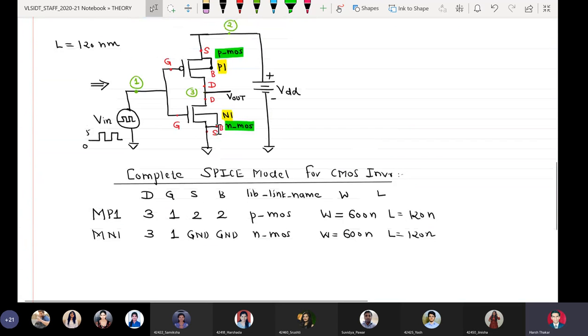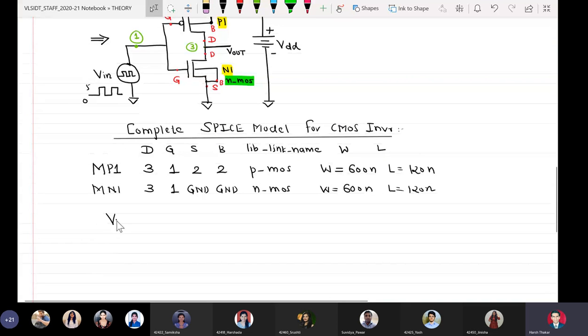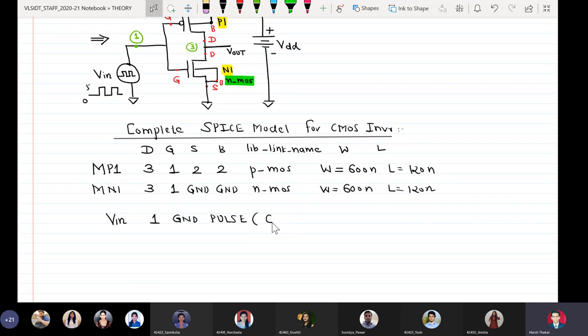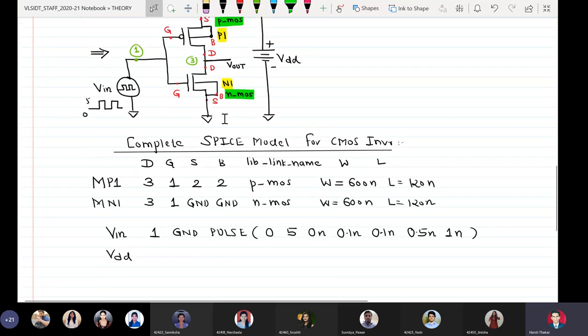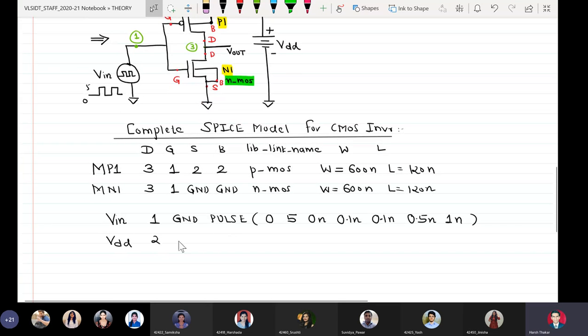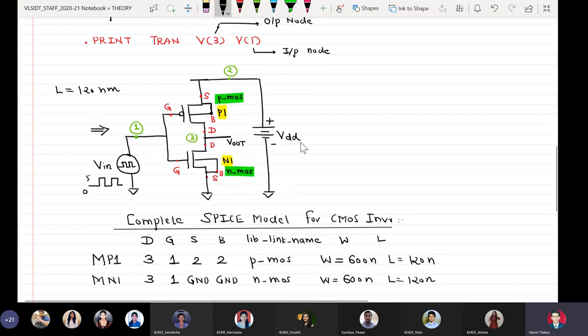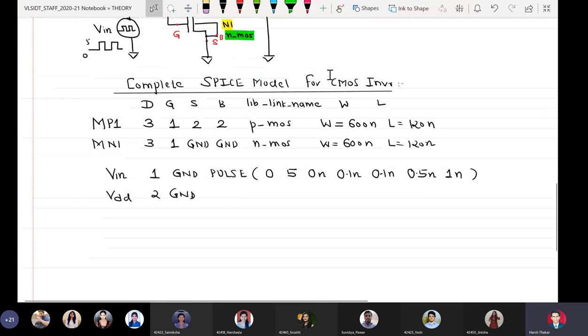Now we will define the sources. The first source is Vin. It is connected between 1 and ground, and it is pulse type. So PULSE: initial value 0, final value 5, delay is 0, rise time is 0.1 nano, fall time is 0.1 nano, the T on is 0.5 nanoseconds, and the time period is 1 nanosecond. So we have defined it. Similarly, we will define the second bias source VDD. VDD is connected between 2 and ground, and let VDD be equal to 5 volts. So we have defined the sources also.